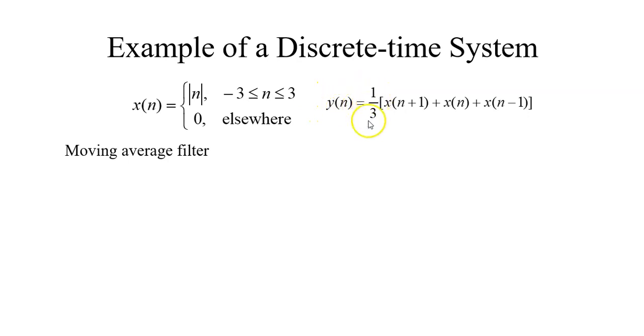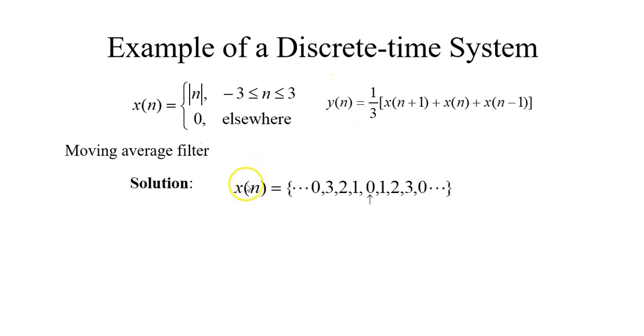The output here is 1 over 3 times x of n plus 1, x of n, and x of n minus 1, which means we have 3 samples. A sample at the origin, no shifting. We have one sample shifted to the right with amplitude equal to 1, and a sample shifted to the left by 1, multiplied by 1 also. All 3 samples are multiplied by 1 over 3. Every sample will be an input for our system to have y of n.